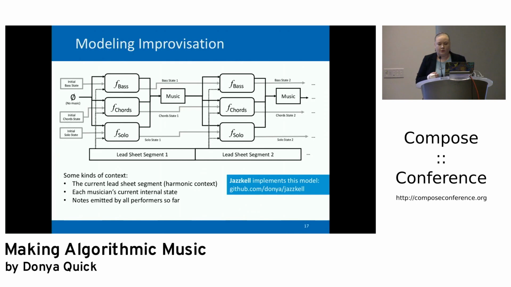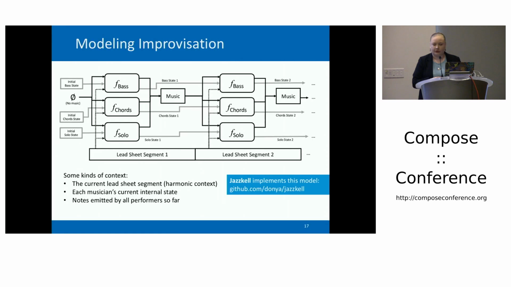This is the model that I've been working with, summed up as a figure. So we divide the notion of a lead sheet, which is this very abstract composition, if you want to call it that, that jazz musicians have access to, we divide that into segments. There are many ways that you can segment something like this. You can do it purely based on when the key changes. You could do it at important metrical features. You could do it at measure boundaries.